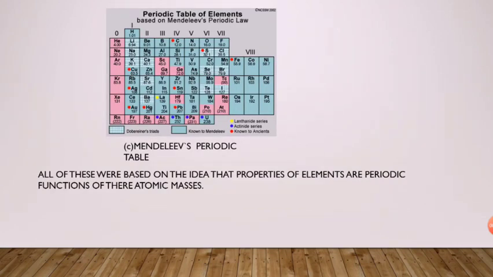Of course, I forgot to say that Mendeleev's periodic table was one of the most accepted before, and the most relevant compared to the other two. After the discovery of the modern periodic table, Mendeleev's periodic table became outdated. But all of these periodic tables were based on the idea that the properties of elements are periodic functions of their atomic masses.